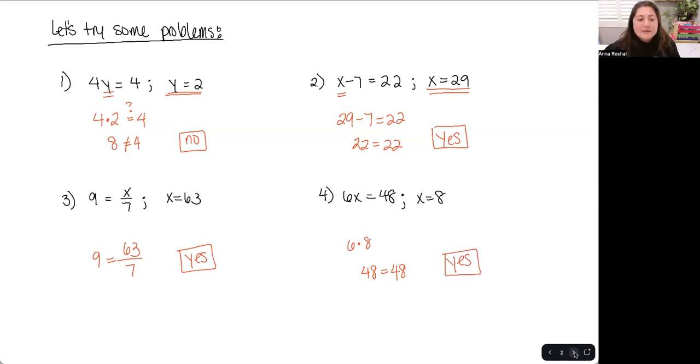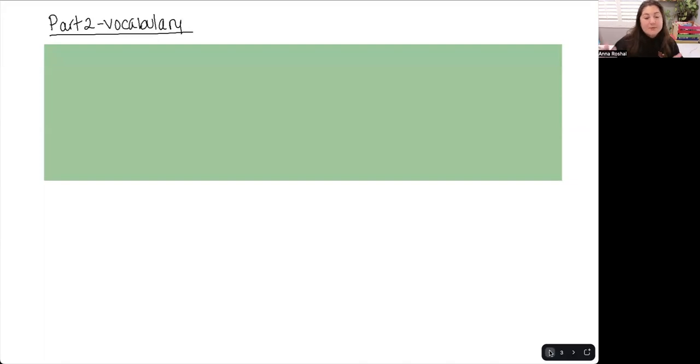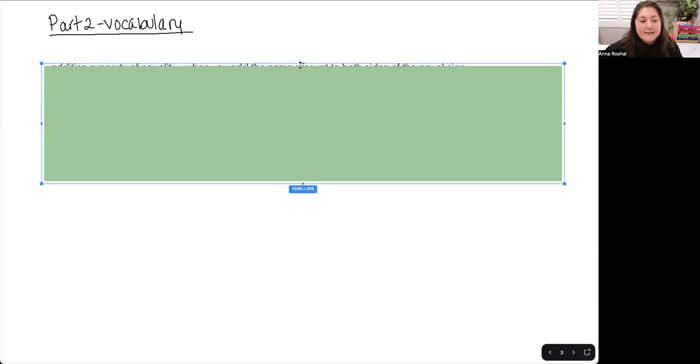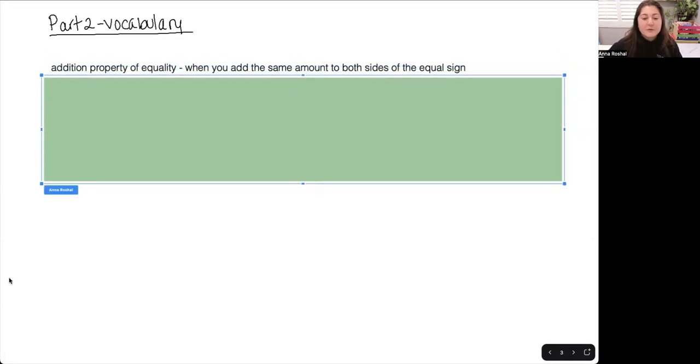Okay, so let's move on to part 2. And part 2 is the vocabulary. This is what's going to help us really understand how to solve an equation with addition or subtraction. So the first thing that we're going to take a look at is our addition property of equality.